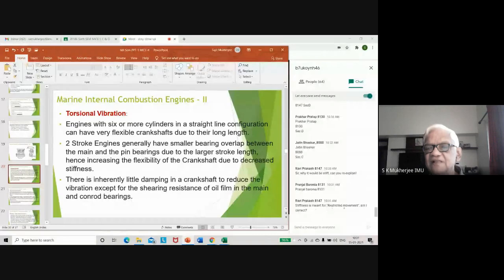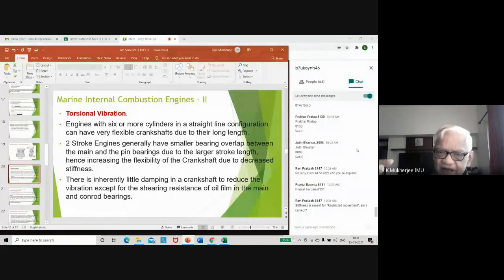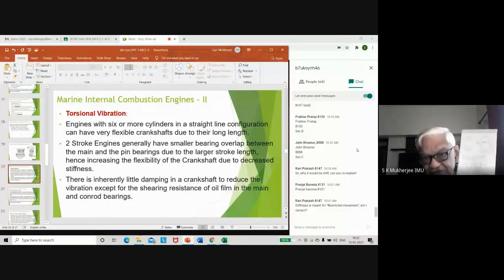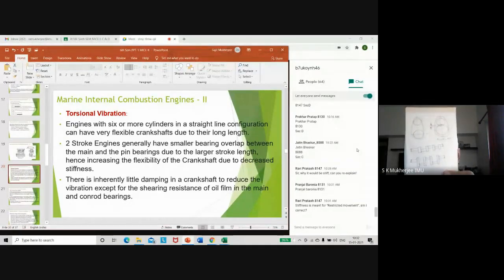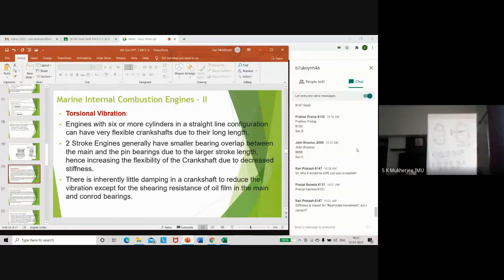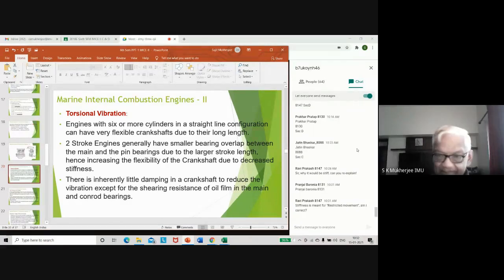Stiffness is meant for restricted movement. Obviously, that is true. What is stiffness? If you take a rubber shaft and you twist it, it is not so stiff. But if you take a wood, it is definitely stiff. But if you take a steel, it is the stiffest amongst all three. That is what is stiffness. Resistance to torsion is stiffness. So here, resistance to torsion in the upper one is much more than the lower one. So that is why it makes this one much more stiff as compared to the lower one. Okay.